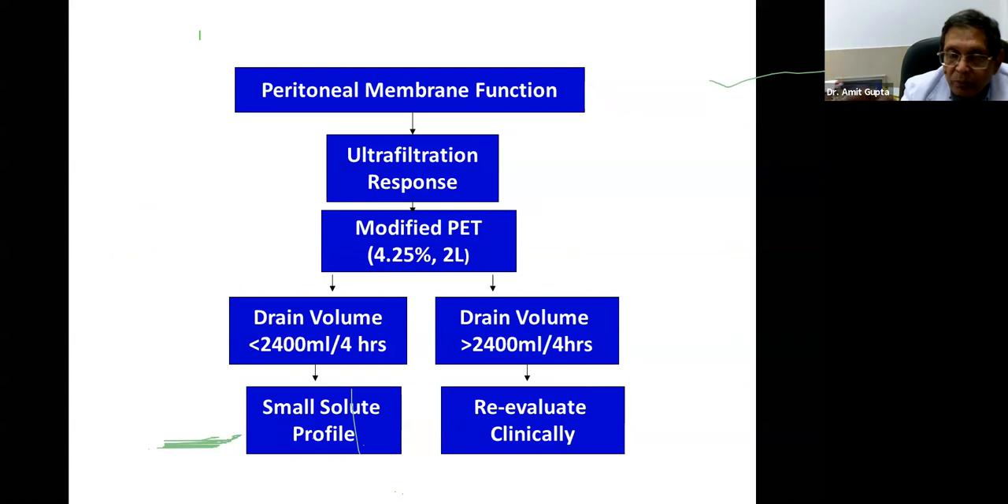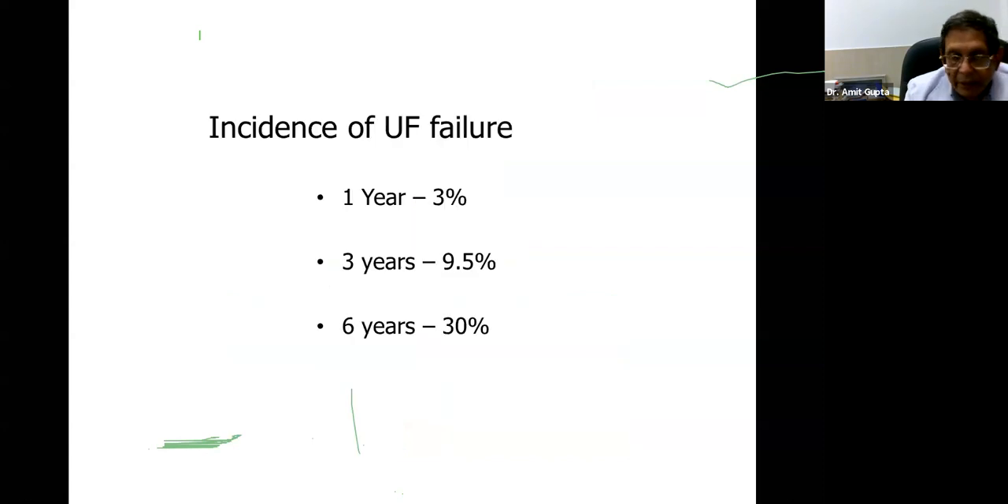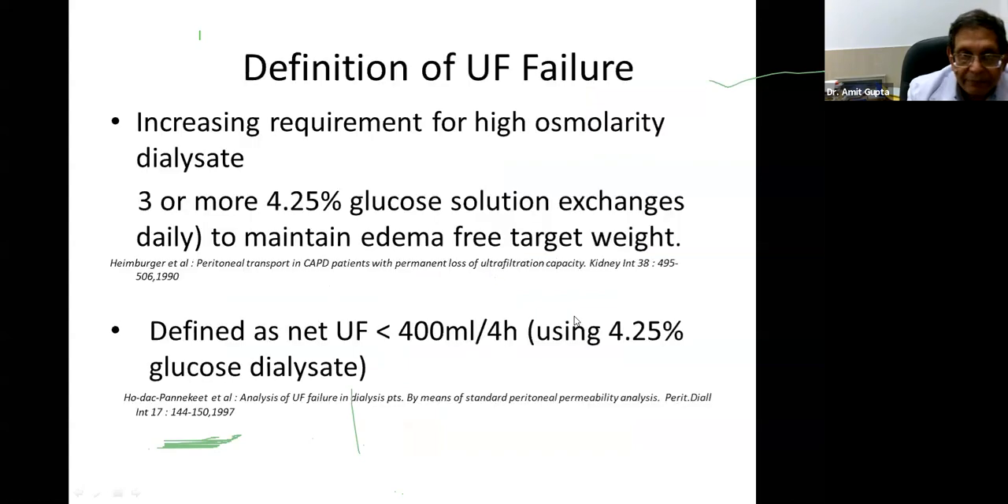So you have to go back and evaluate him clinically. However, if your ultrafiltration volume is less than 400, that is, you put in 2 liters, you're getting less than 2400 out, then you have to do a small solute profile. And the incidence of ultrafiltration failure at the end of 1 year is roughly about 3%, at 3 years about 10%, and at 6 years as high as 30%.